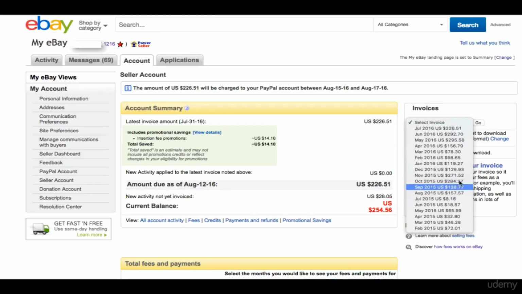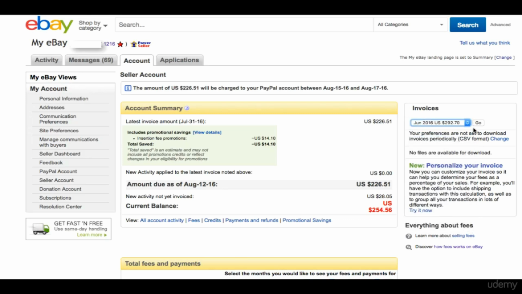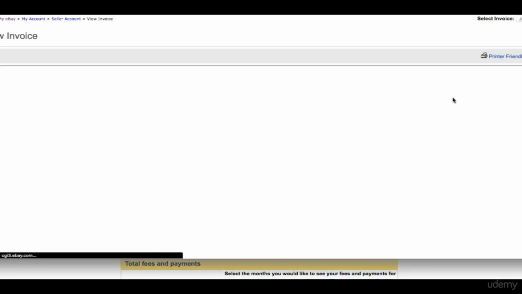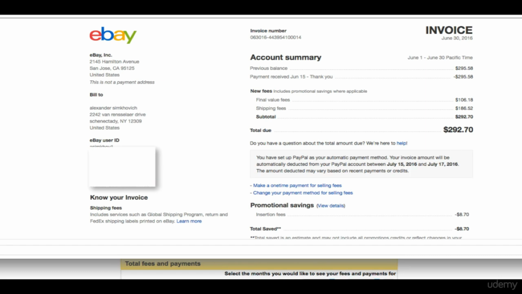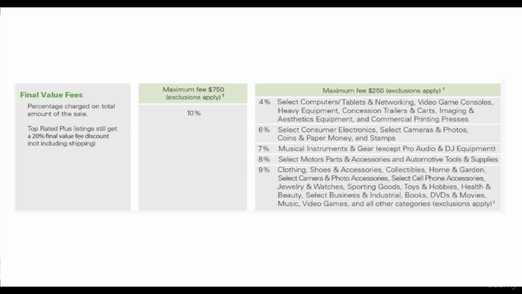It is very important for you to know that the more sales you actually make, the more money that you have to pay back to eBay itself. Let me take a look at the eBay invoice that I had last month here. As you can see, I had to pay a whopping $292 this particular month. Now, this is in terms of sales. If you make around $2,000 of sales in a month, you will be charged about $200 or so. Now, the more money you actually make, the more money they will charge from you.